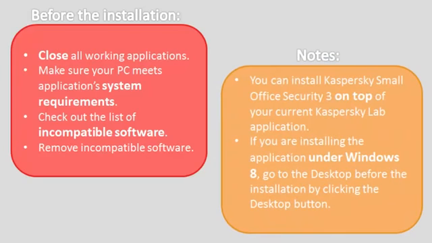If you have the previous version of the application installed, you can install Kaspersky Small Office Security 3 on top of your application. If you are installing the application under Windows 8, go to the desktop before the installation by clicking the desktop button. Let's pass on to the start of software installation.